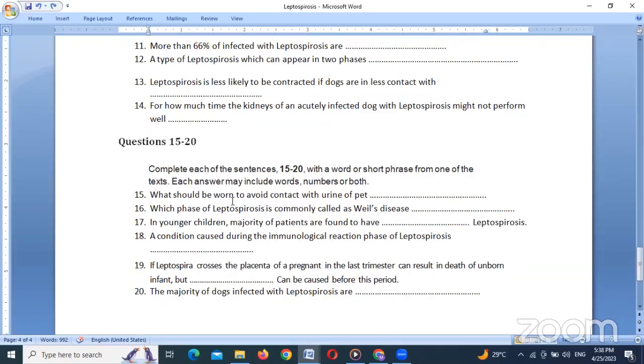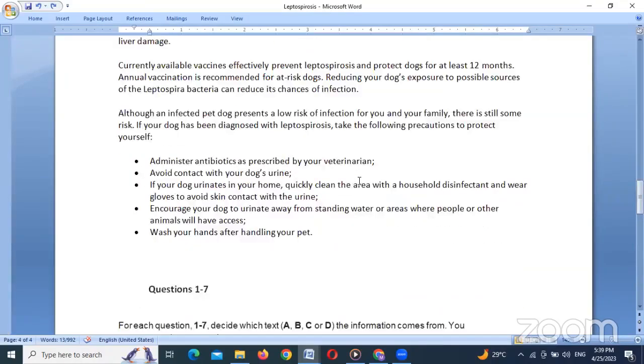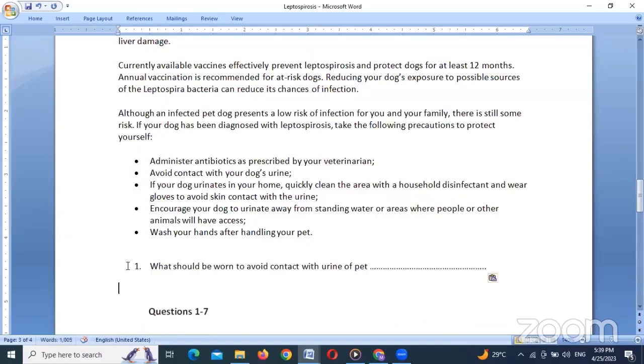Okay, so now questions 15 to 20. Why should we avoid contact with the urine of pets? In which text can we find the answer to this question? In D. Why D? Because they're talking about prevention there. So what should be the answer? Write in the chat, please.